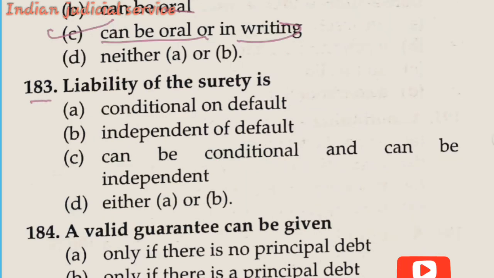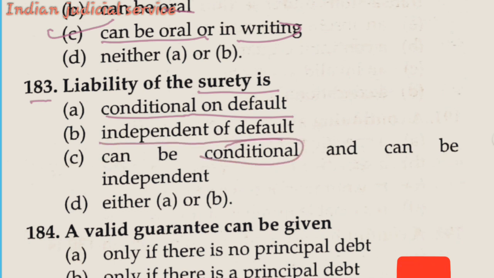Question number 183, the liability of surety is option A, conditional on default. Option B, independent of default. Option C, can be conditional and can be independent. Option D, either A or B. So it is clear here, the liability of surety is conditional. So surety is always liable when the principal debtor is in default. So in this case, the liability of surety is conditional on default. So the answer is here option A.